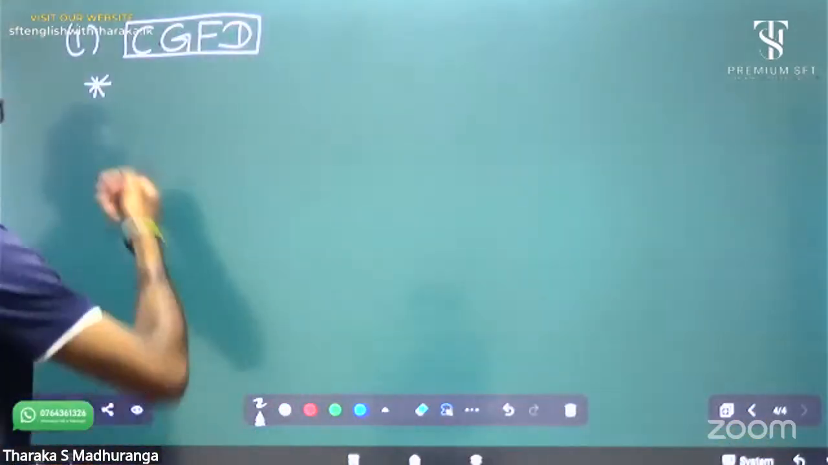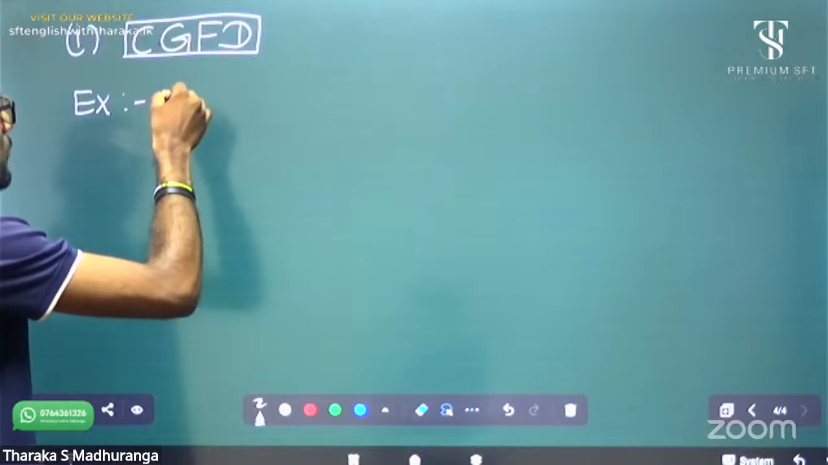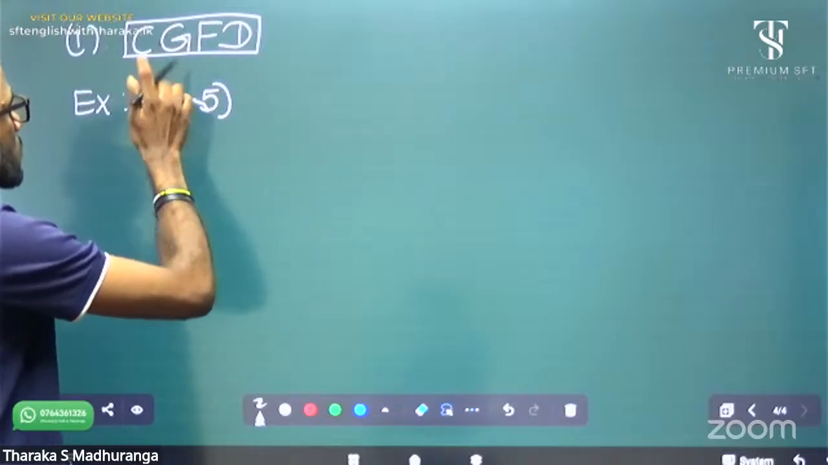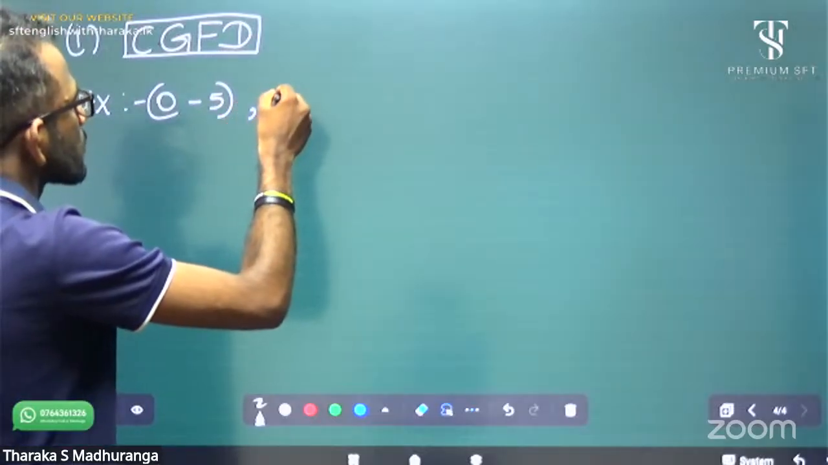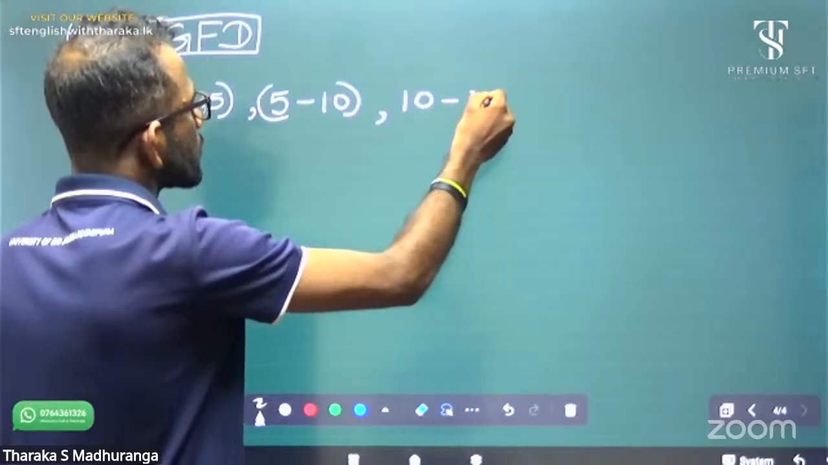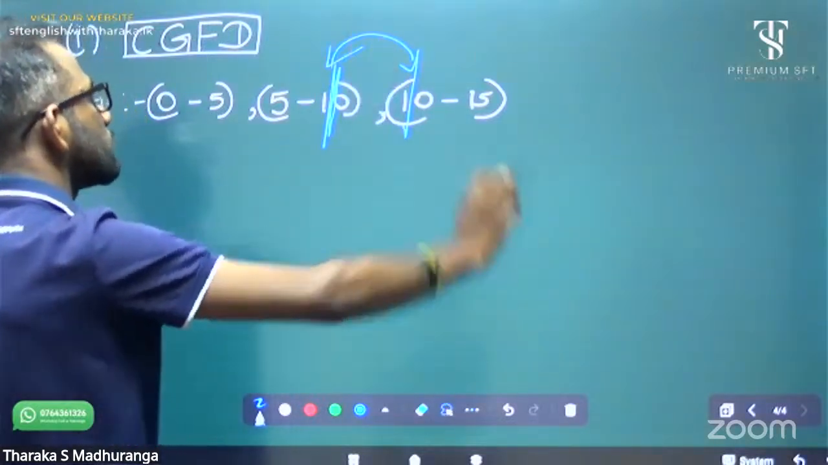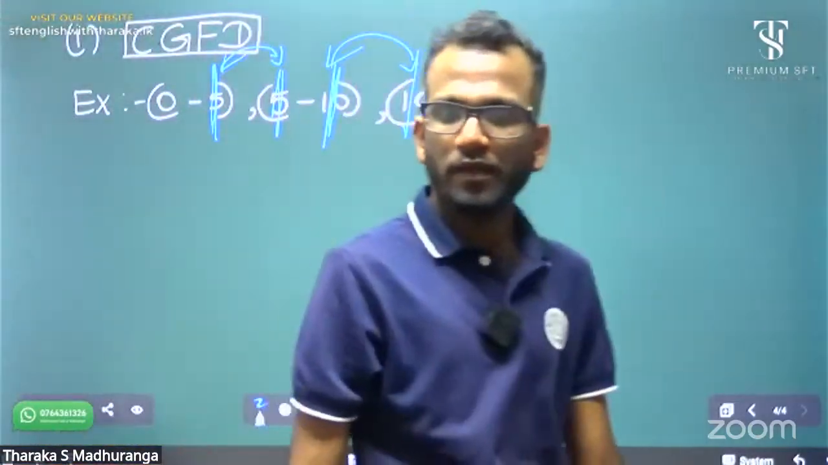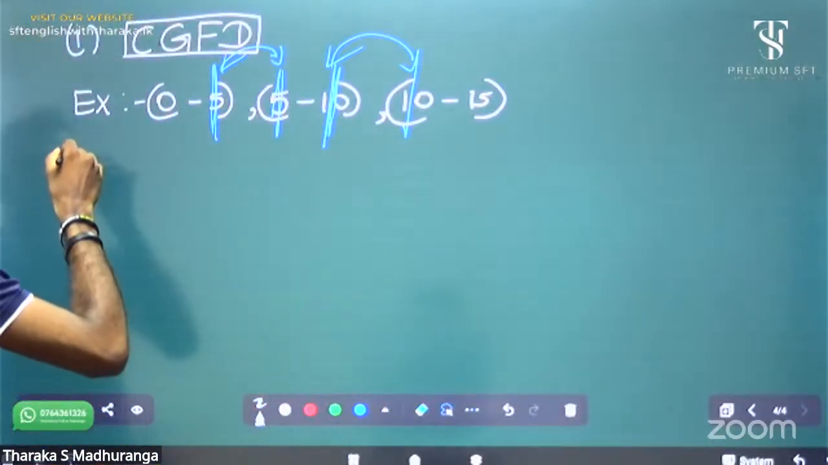Okay, write down an example. 0 to 5, 5 to 10, 10 to 50. Okay, like this. You can see any group's final value equals the next group's first value. That's the main difference. Therefore, no gap between groups.